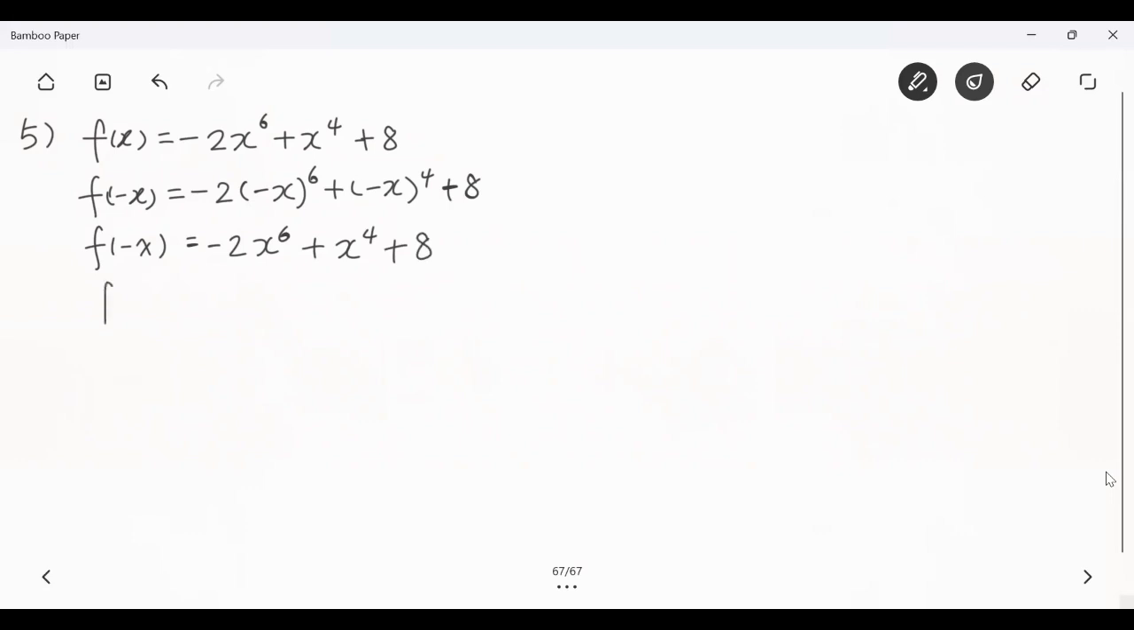Right? So we find f negative x equal f x. Right? So it is an even function. Right? It's an even function.